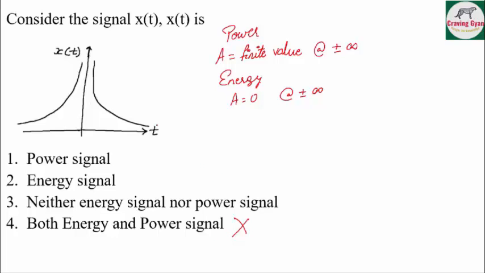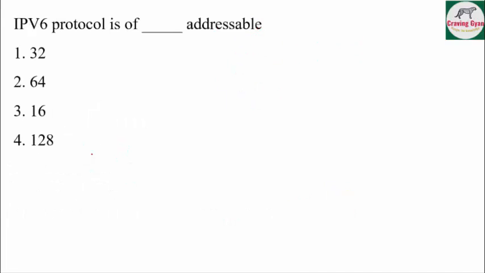Now look at over here, at t equals plus or minus infinity, what we are getting is amplitude equals 0. Well and good. But at t equals 0, what is the amplitude? Amplitude is tending towards infinity. So the signal is neither a power signal nor an energy signal. So option 3 is correct. If at any point of time you are getting an amplitude equal to infinity, then it is neither an energy signal nor a power signal.